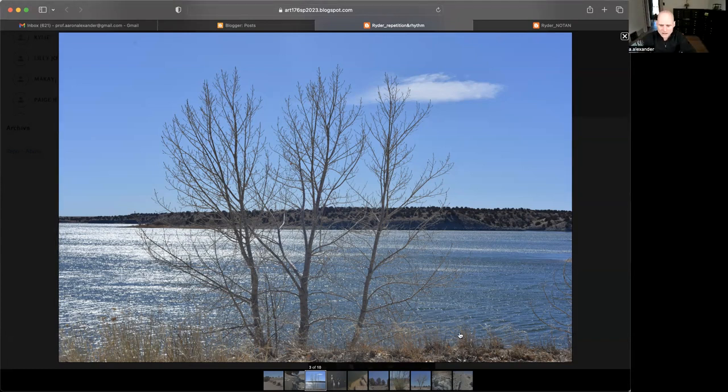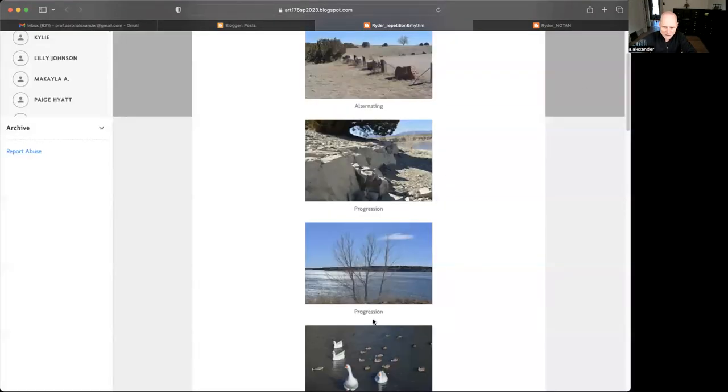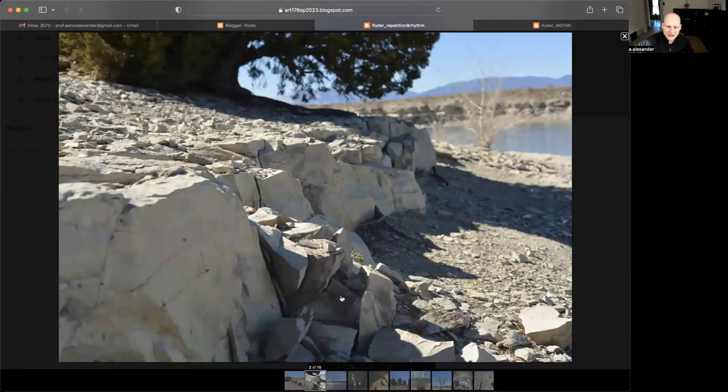If there was another tree right here, we would logically think that it would need to be the same distance, and then same thing over here. So this is an alternating rhythm. I think you identified it as progressive rhythm, which wouldn't be correct, because this is not progressing in a direction. This is going to be more like an undulating rhythm than really a progressive rhythm.